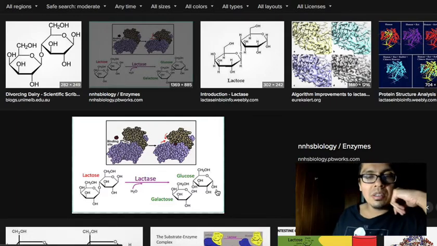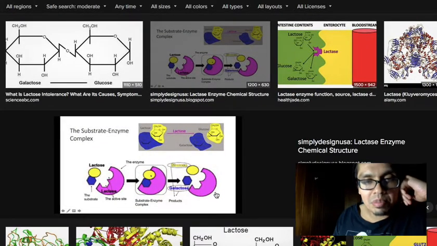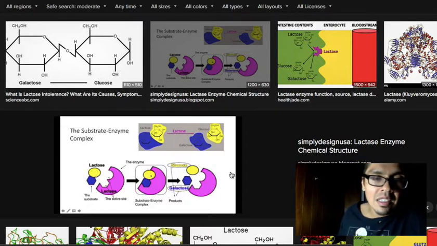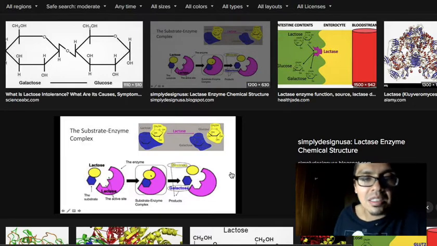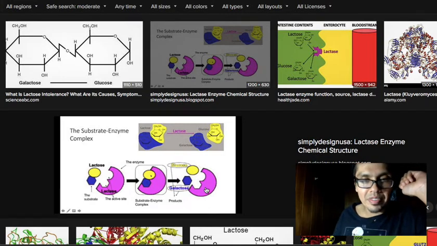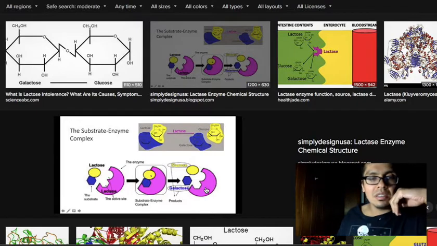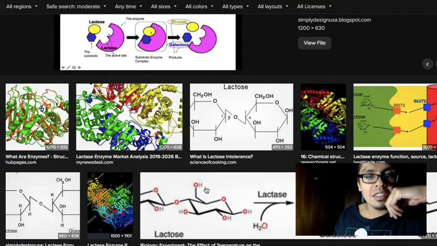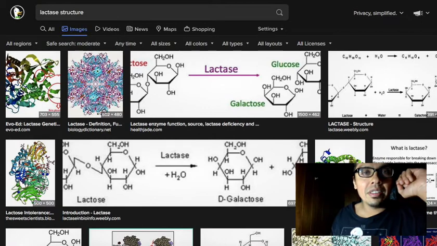So again, we'll go into the details of more specifically how this happens. A little precursor to that is this substrate enzyme complex diagram, which basically requires that both galactose and glucose fit into this active site of the enzyme, and then water comes by, and the amino acid side chains will split galactose and glucose apart when water is involved. Okay, so that's at a high level. Now, what happens, right?